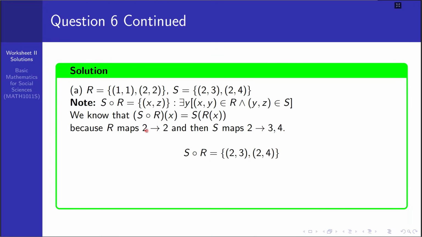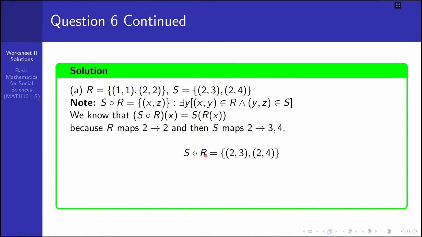The image of 2 under R is 3, and the image of 3 under S is 3, so that (2, 3) is an element of S composed of R. Similarly, within R, the image of 2 under R is 2 and the image of 2 under S is 4, so that (2, 4) is an element of S composed of R.